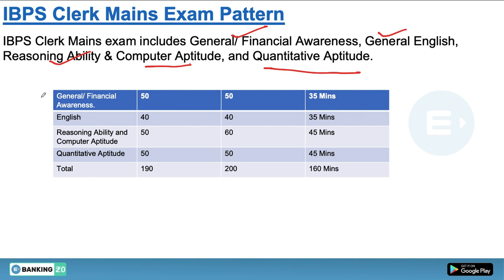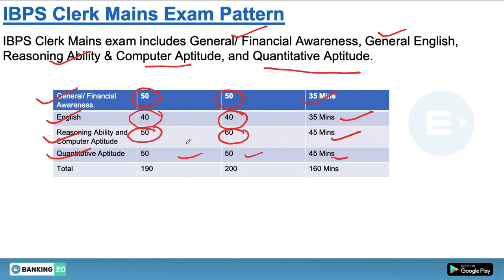For the general awareness, you are going to have 50 questions for 50 marks and the time duration is 35 minutes. Similarly, for English, you are going to have 40 questions of 40 marks and the time duration given is 35 minutes. For reasoning ability and computer aptitude, the maximum time period is allotted, that is 45 minutes, and 50 questions will be there but of 60 marks. Similarly, for quantitative, 50 questions, 50 marks and 45 minutes.